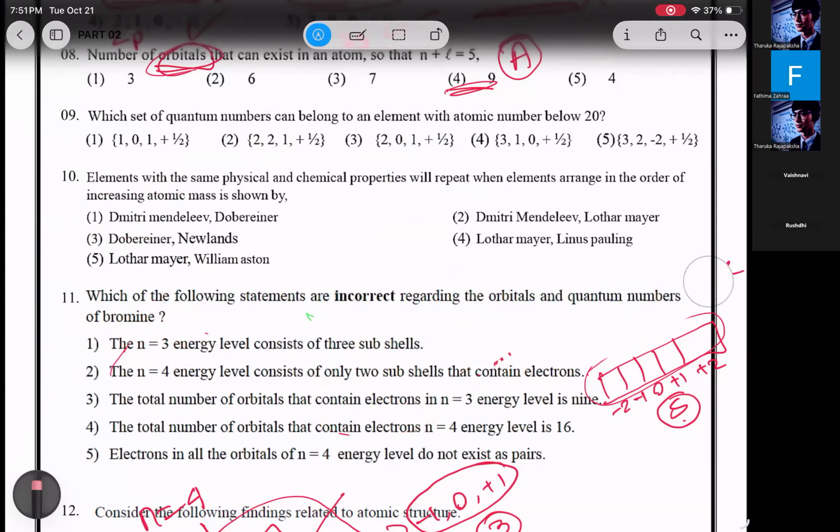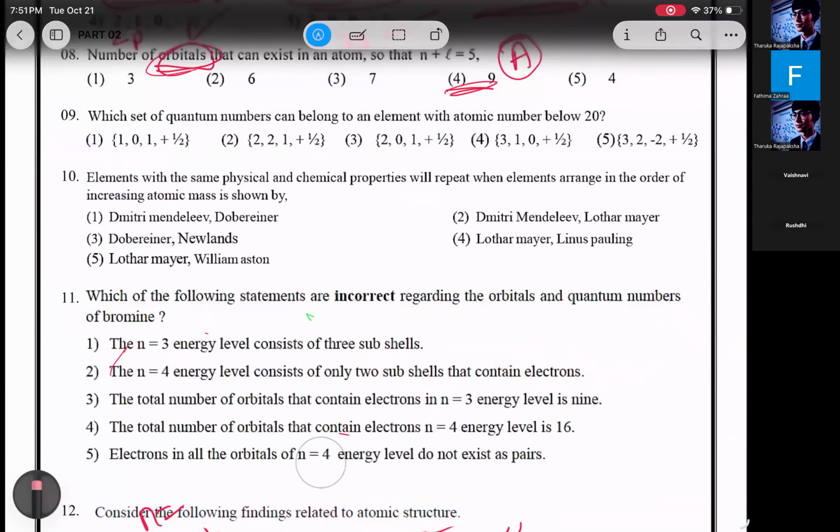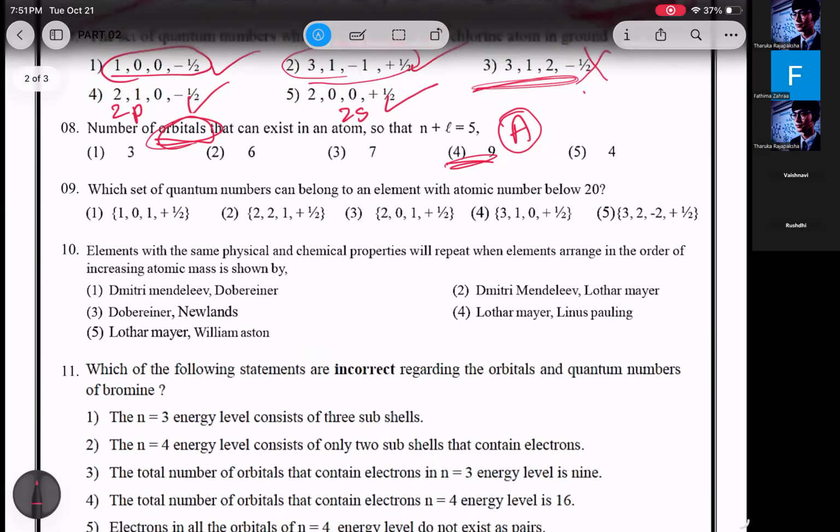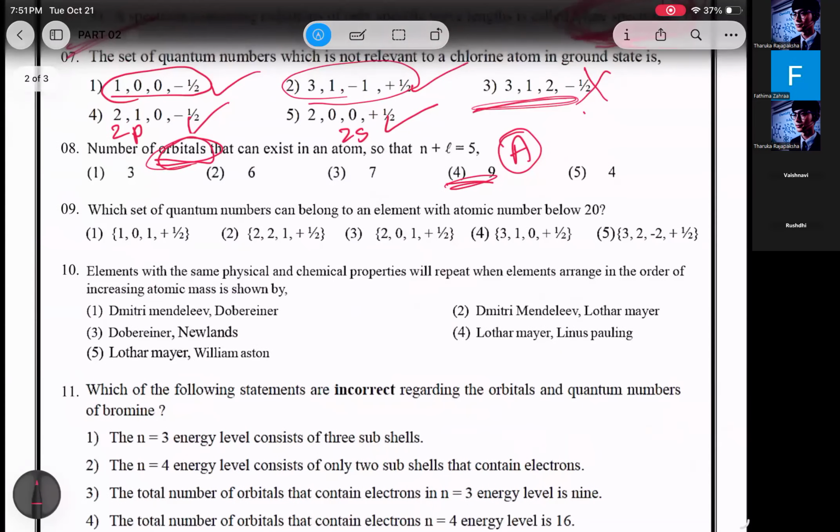Okay, then question number 9. Which set of quantum numbers can belong to an element with atomic number below 20? If the atomic number is below 20, something below calcium, right? Now calcium is in what block? It's in the s block, right? It's in the s block in the periodic table.